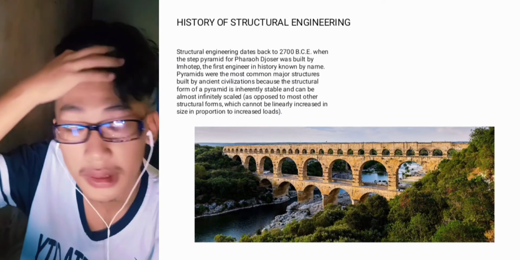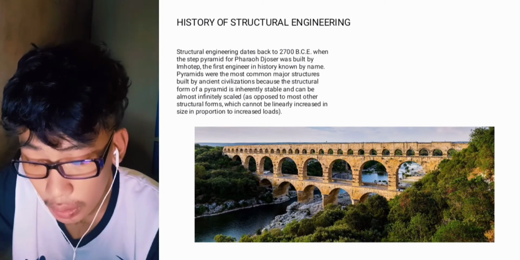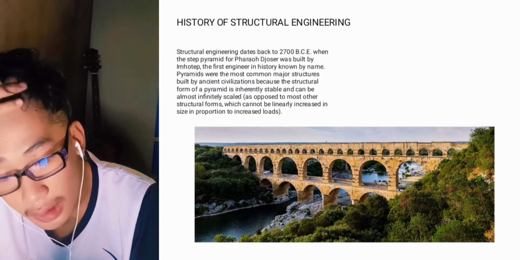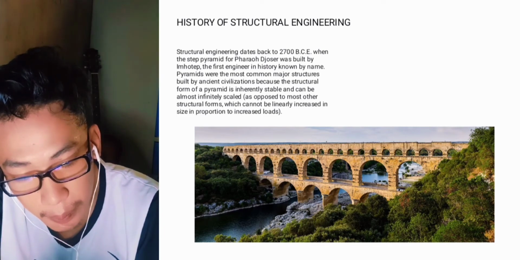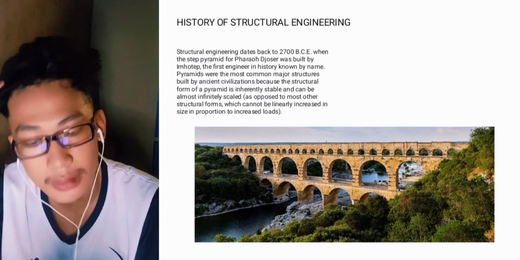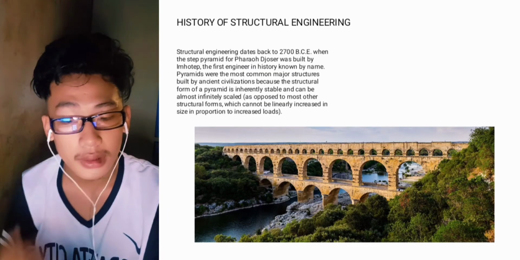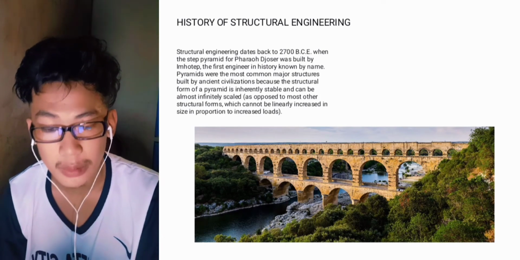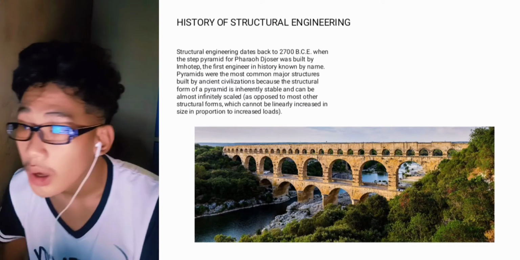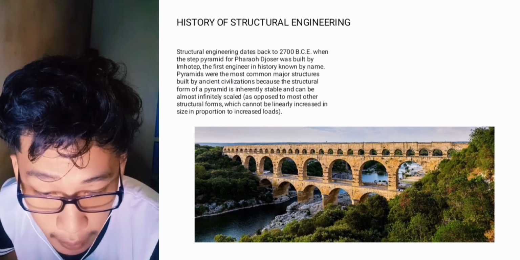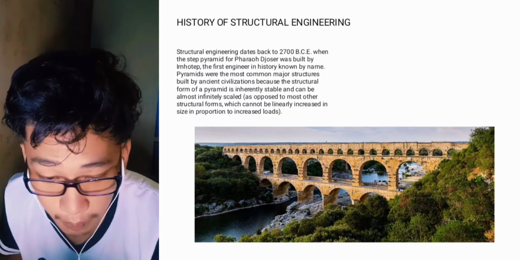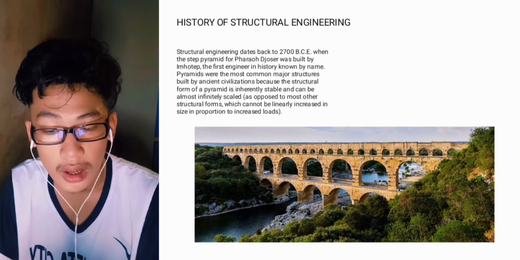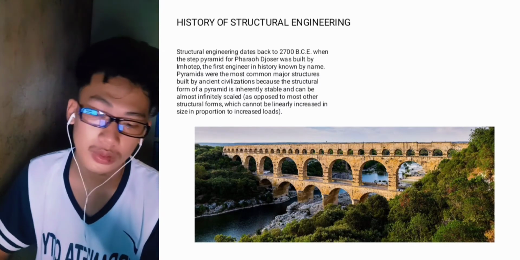Yung structural engineering daw may nagsimula noong 2700 BCE or before the Common Era, ang step pyramid para kay Pharaoh Djoser. Pinakaunang ginawa ng struktura ay kay Pharaoh Djoser at itinayo ni Imhotep, ang unang inhinyero sa kasaysayan na kilala sa pangalan. Ang pyramid ay ang pinakakaraniwang pangunahing struktura na itinayo ng mga sinaunang sibilisasyon dahil ang struktura ng anyong pyramid ay likas na matatag at maaaring halos walang hanggang sukat, kumpara sa karamihan ng iba pang mga estrukturang anyo na hindi maaaring linear na dagdagan ang laki sa proportion sa tumataas na mga karga. Yan yung history of structural engineering.